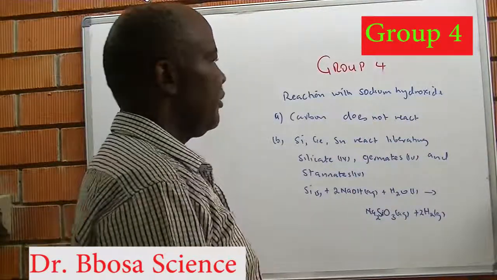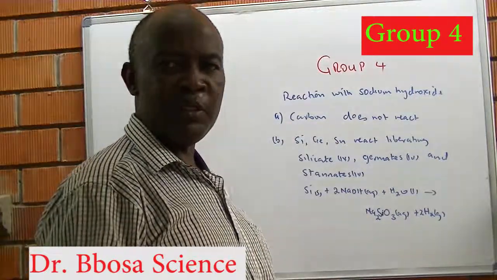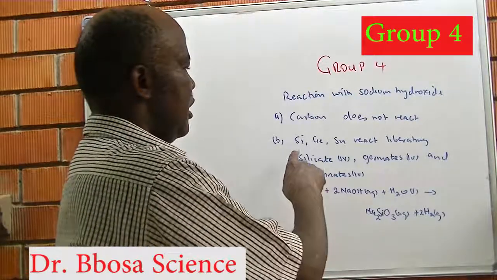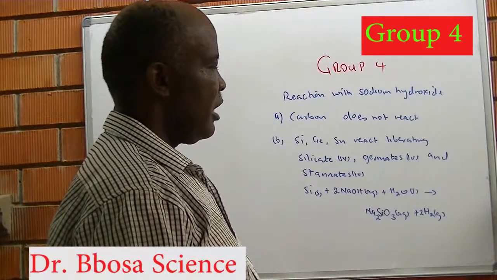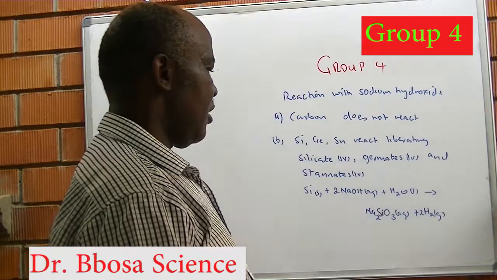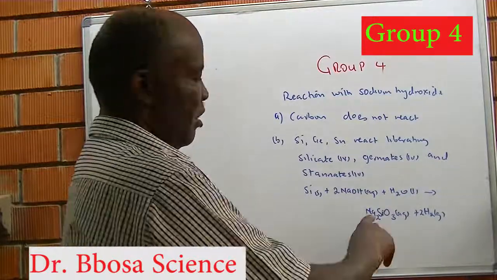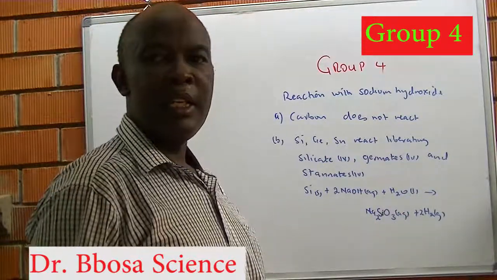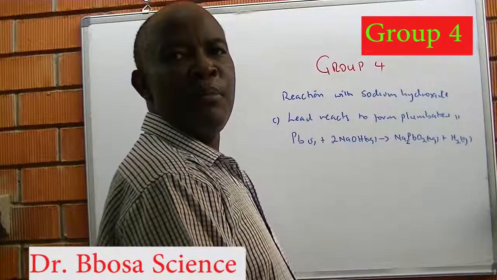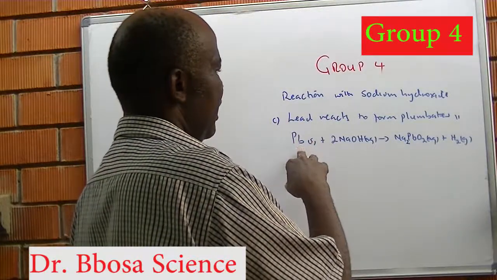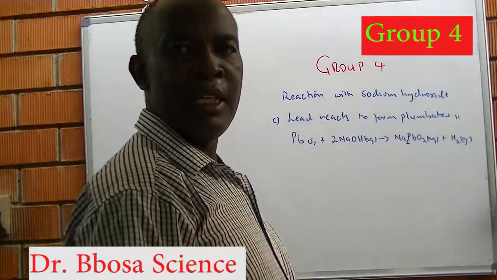Reaction with sodium hydroxide. A. Carbon does not react with sodium hydroxide. B. Silicon, germanium, tin react liberating silicate(IV), germanate(IV), and stannate(IV). So an example, silicon plus sodium hydroxide plus water will give you sodium silicate and hydrogen. C. Lead reacts to form plumbate(II). Lead plus sodium hydroxide will give you sodium plumbate plus hydrogen.